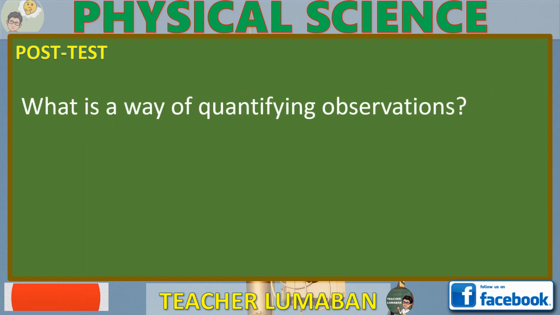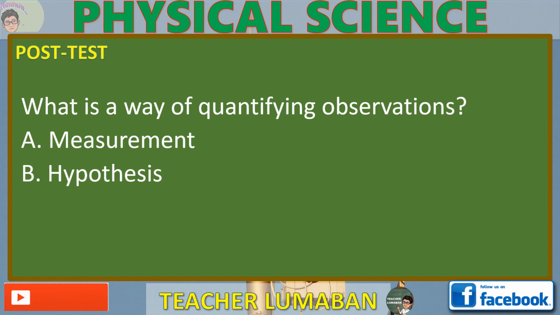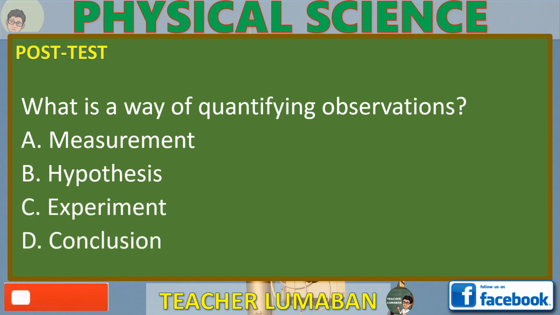What is a way of quantifying observations? Letter A. Measurement. Letter B. Hypothesis. Letter C. Experiment. Letter D. Conclusion.